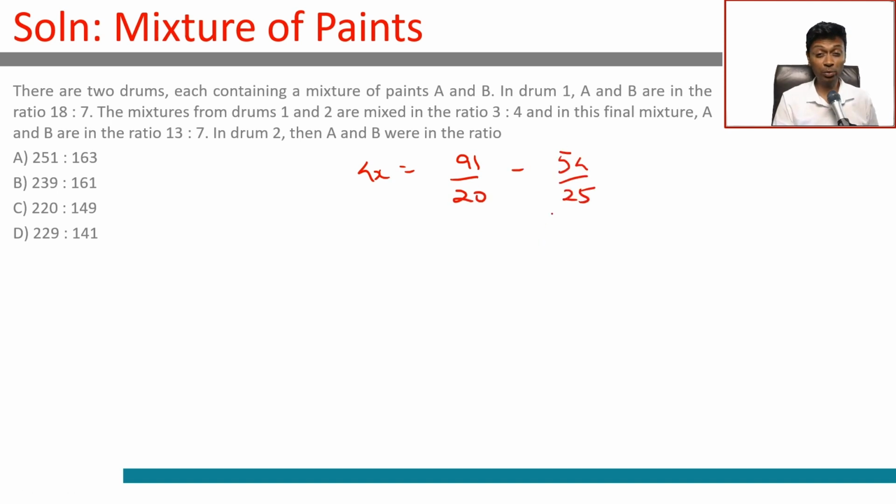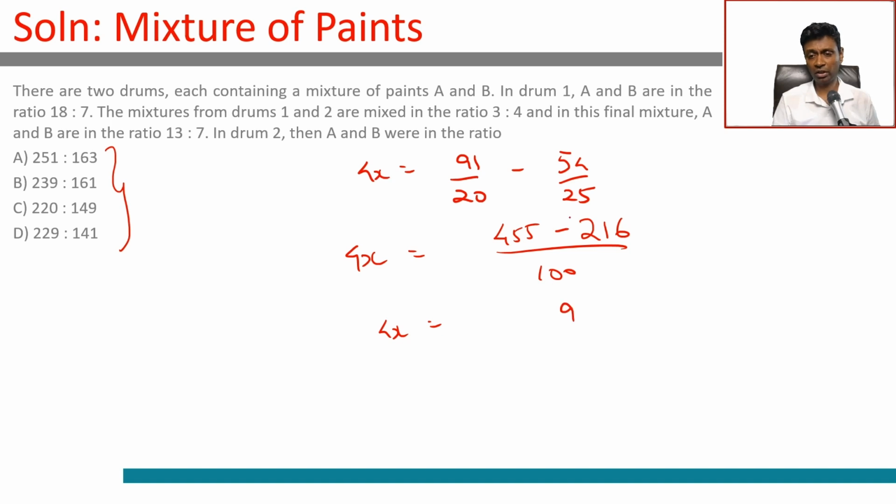I'm beginning to get spooked off with the numbers, but the choices are telling me that there is still hope for us. The choices are weird. So don't worry, power ahead. 4x equals, LCM of these two is 100. 91 into 5 is 455. 54 into 4 is 216. Or 4x is 455 minus 216.